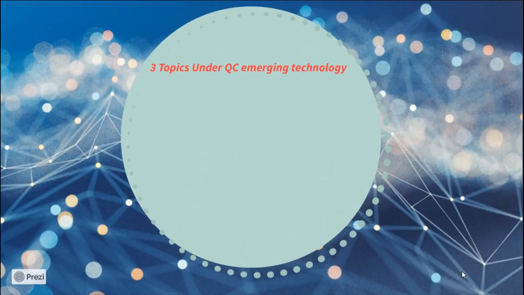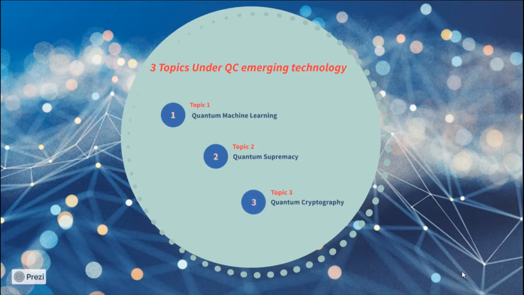This slide shows the 3 subtopics under quantum computing emerging technology which we as a group have chosen. These topics are as follows in reverse order of preference. Topic 1, quantum machine learning. Topic 2, quantum supremacy. And topic 3, which we are interested in, quantum cryptography.